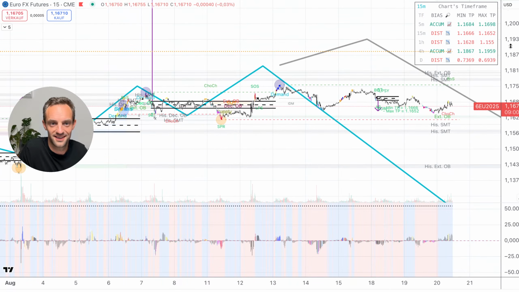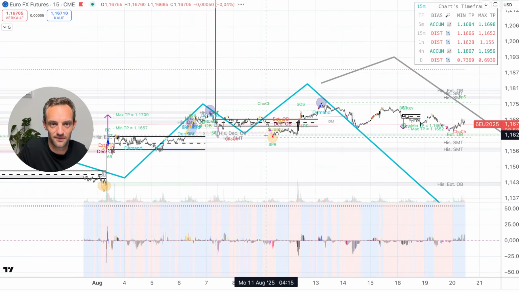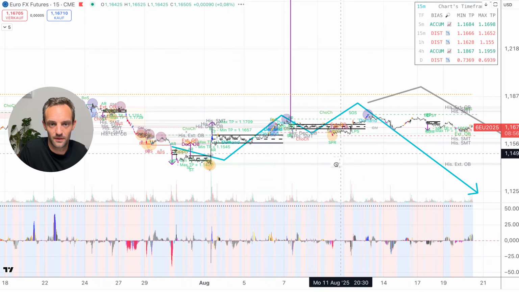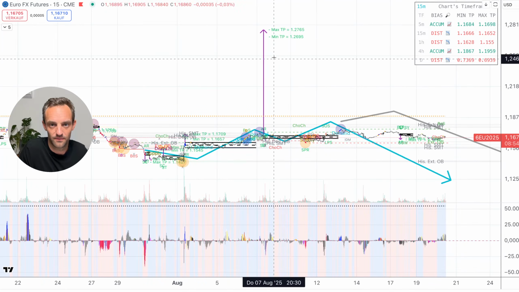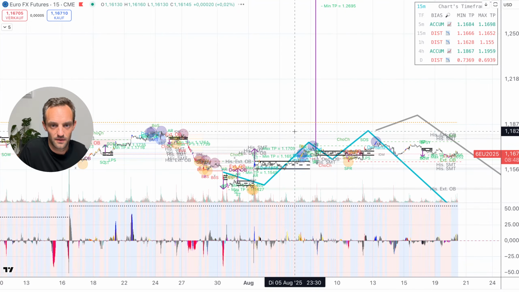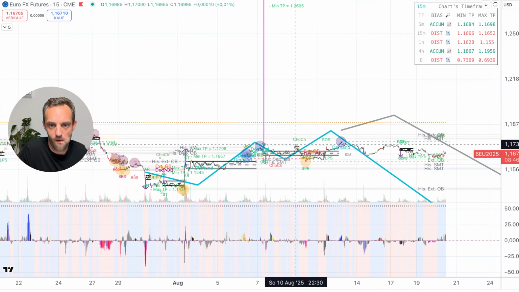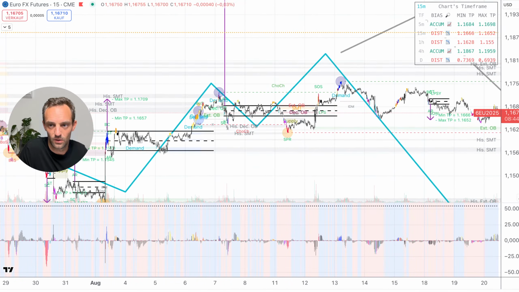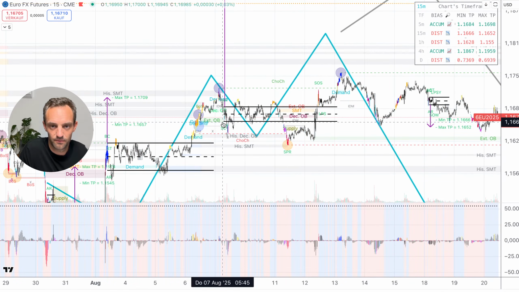Yeah, here you see on the 50-minute chart. Wow, we have this huge take profit. How does this happen? We need to take a look at this one, I think.